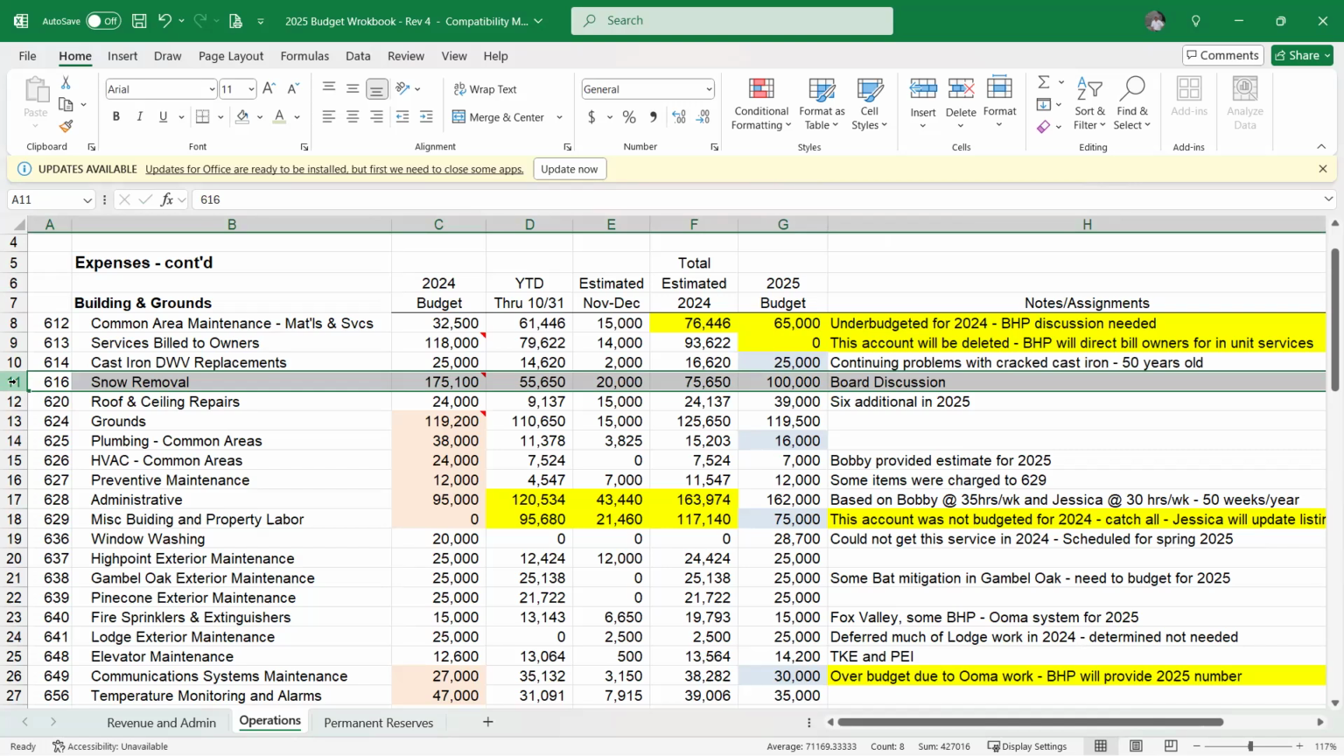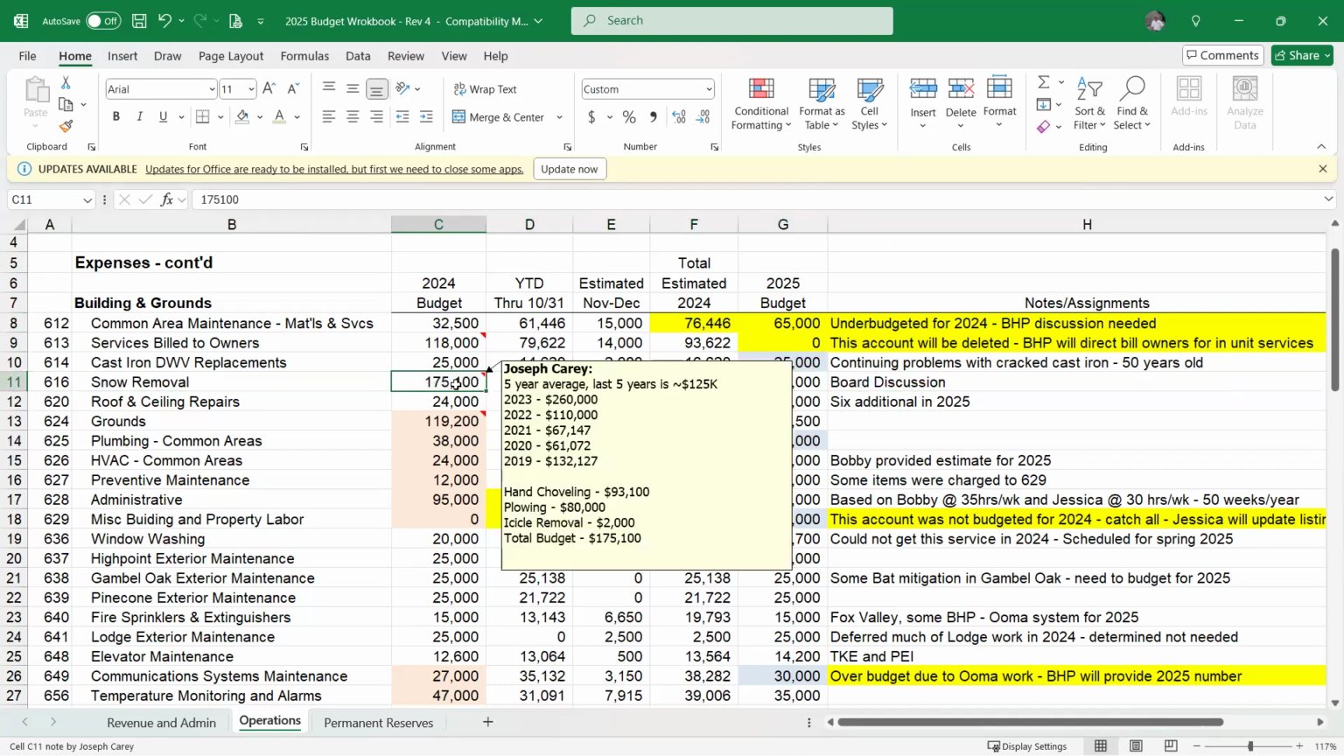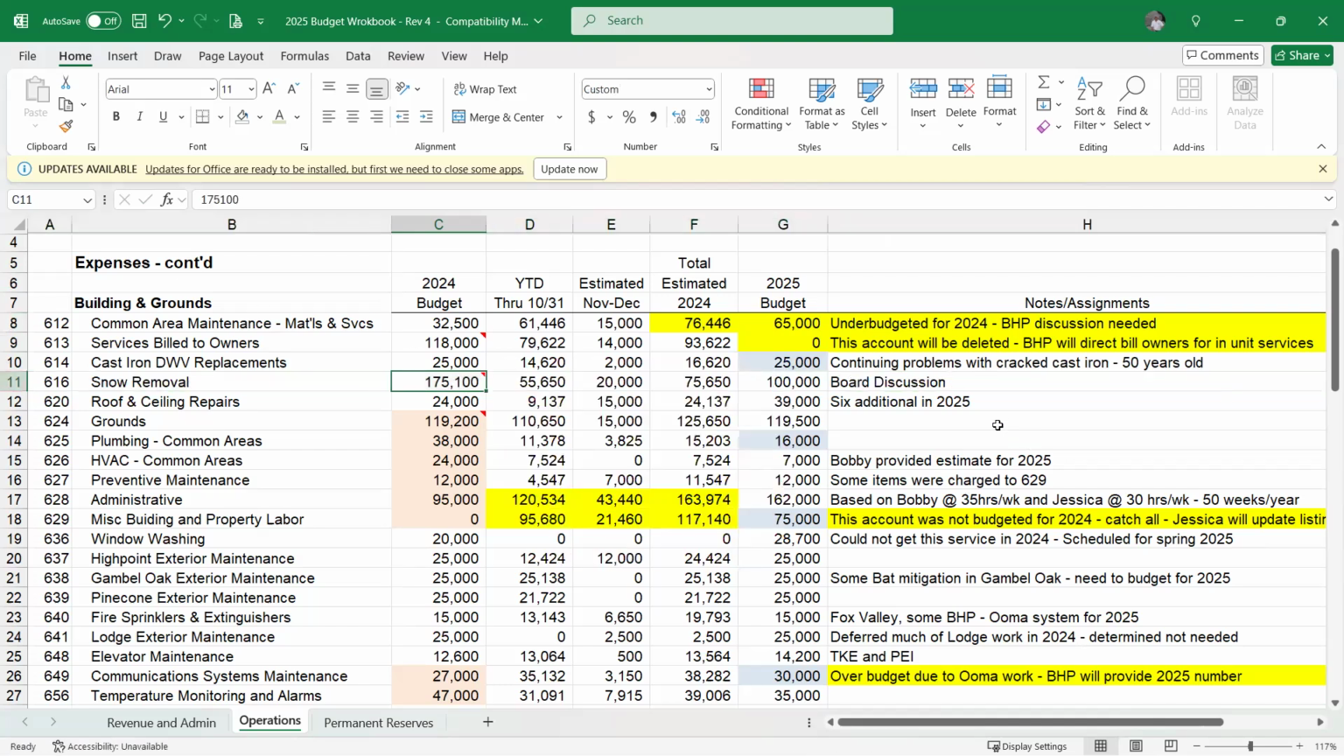So this year we went way beyond the way we've been doing things, I don't want to call it a policy, where we take the last 5 years and average it out and make that our snow removal budget. We went up because we thought, oh my gosh, what if we have another bad year like that? So we budgeted $175,100 for snow removal, and look at what we're going to spend. However, we over budgeted that by $100,000.